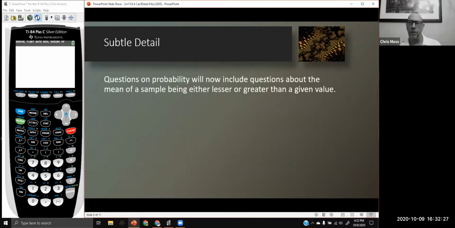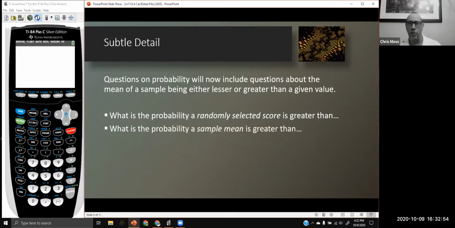Once we have the Central Limit Theorem, questions on probability can include questions on whether a sample mean is either greater than or less than a given value. From section 6.2, questions look very much like this: what is the probability that a randomly selected score is greater than, less than, or whatever the case might have been? That's right out of section 6.2. In section 6.4, the questions will also look like this: what is the probability that a sample mean is greater than, less than, or maybe between values? You can see the difference in the wording.